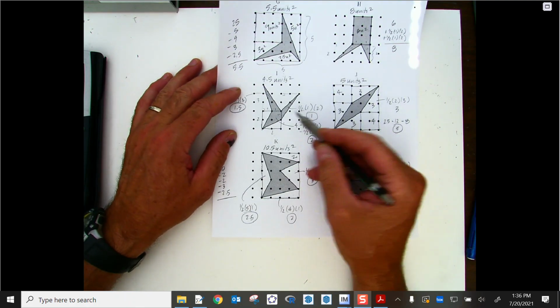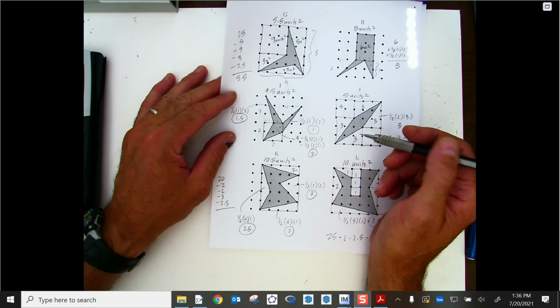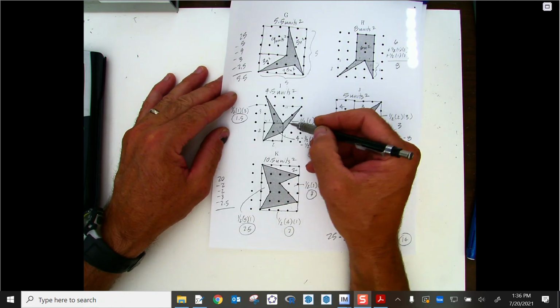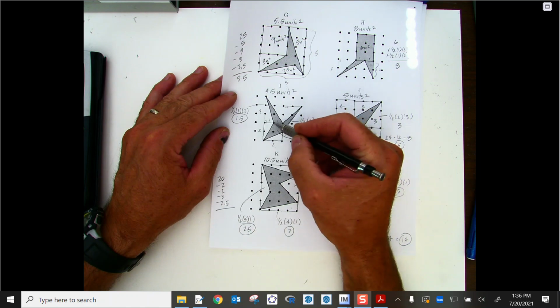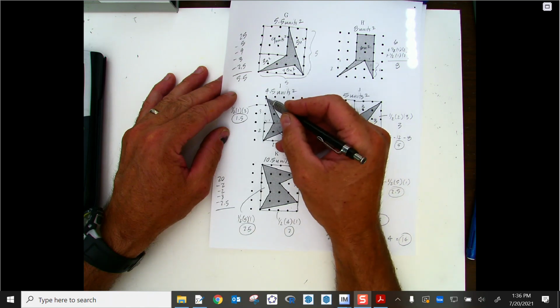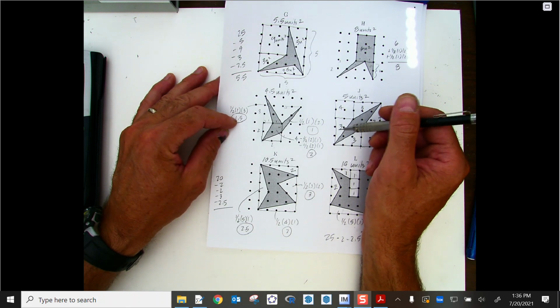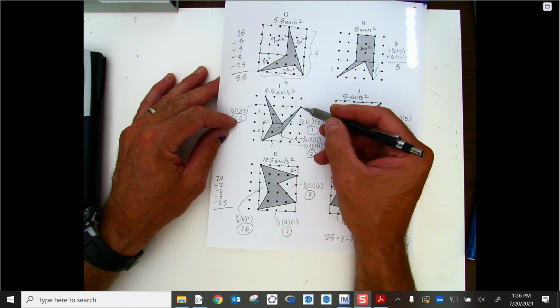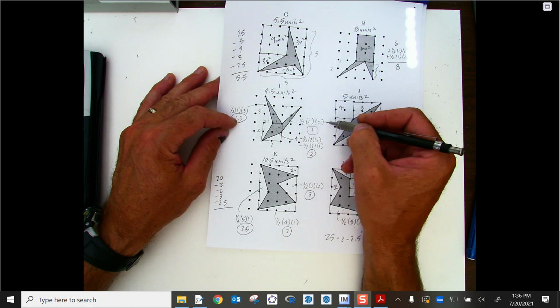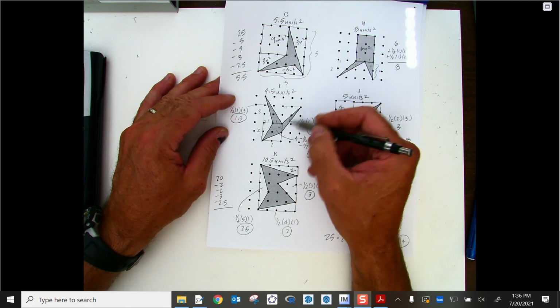This one I used a combination of two different tactics. I directly calculated these two areas. I see this as a base of 1 and a height of 3. So 1/2 times 1 times 3, that's 1.5. This one has a base of 1 and a height of 2. So 1/2 times 1 times 2, so that's just got an area of 1.